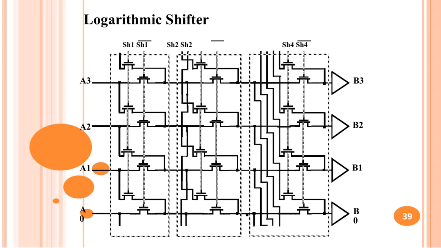The input bits labeled A0 through A3 and B0 through B3 correspond to the data inputs and control signals that determine how the shifting occurs. By combining these shifts, the logarithmic shifter can move bits across multiple positions in just a few steps, which is much faster than simple linear shifting. This mechanism is crucial in applications requiring rapid data processing and efficient hardware design.